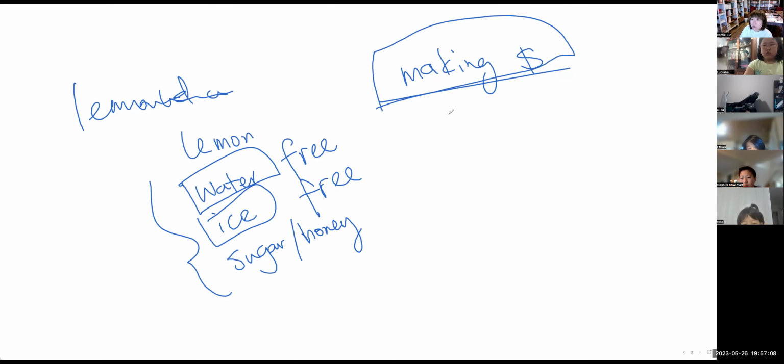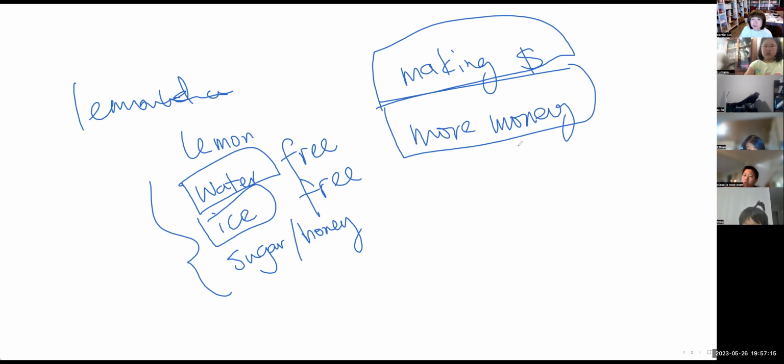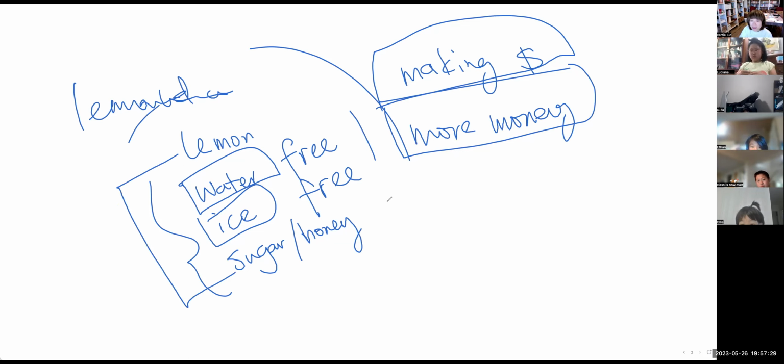So how do we make more money? First of all, we know how to make money. Second, we want to make more money. Correct, Luciana? So how to make more money, everybody? The lemonade is made from lemon, water, ice, and sugar or honey. The cost of the lemon and the sugar or honey is called cost. Correct? This is something you need to prepare in order to make money.